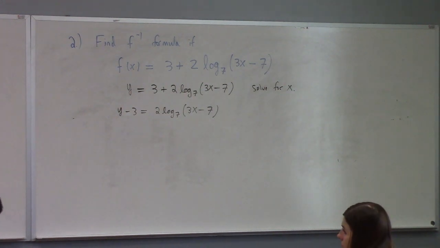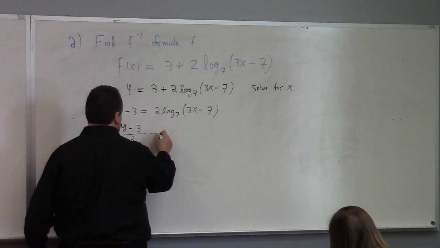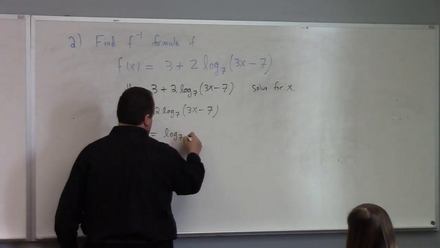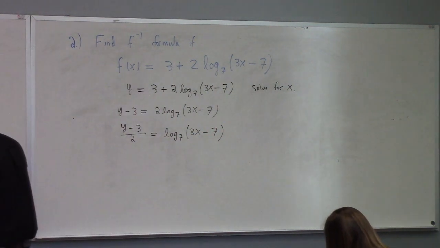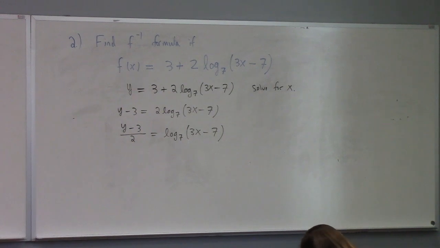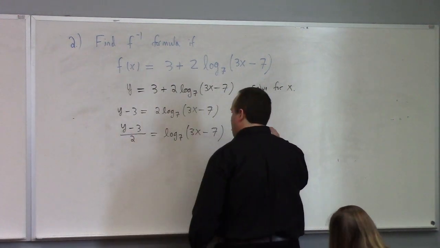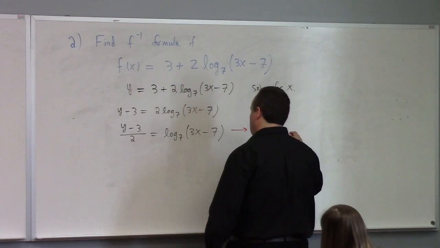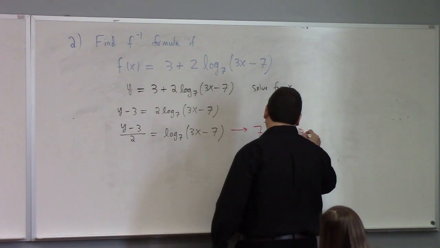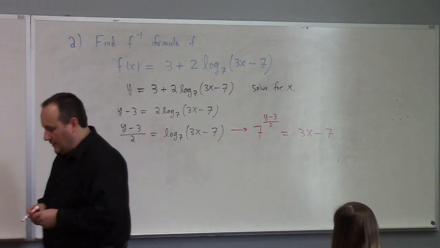So I got to divide by 2. y minus 3 over 2 is equal to log base 7 of 3x minus 7. Then exponentiate both sides, right? Base 7. So this tells me that 7 to the y minus 3 over 2 is equal to 3x minus 7. Then what?